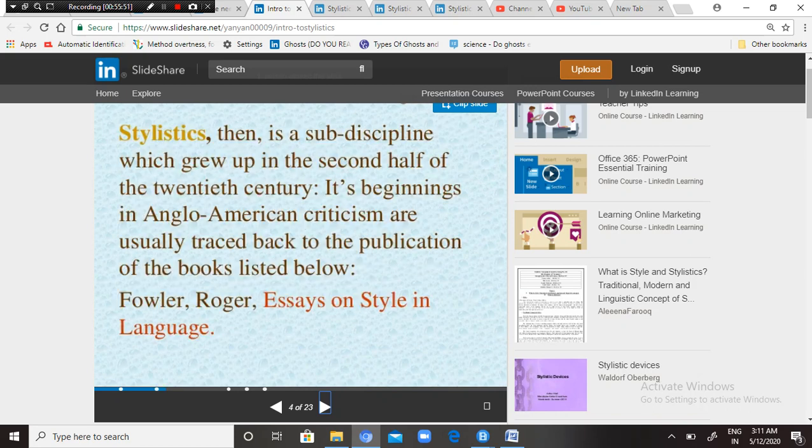Stylistics then is a sub-discipline which grew up in the second half of the 20th century. Its beginning in Anglo-American criticism is usually traced back to the publication of the book listed below, Style in Language.